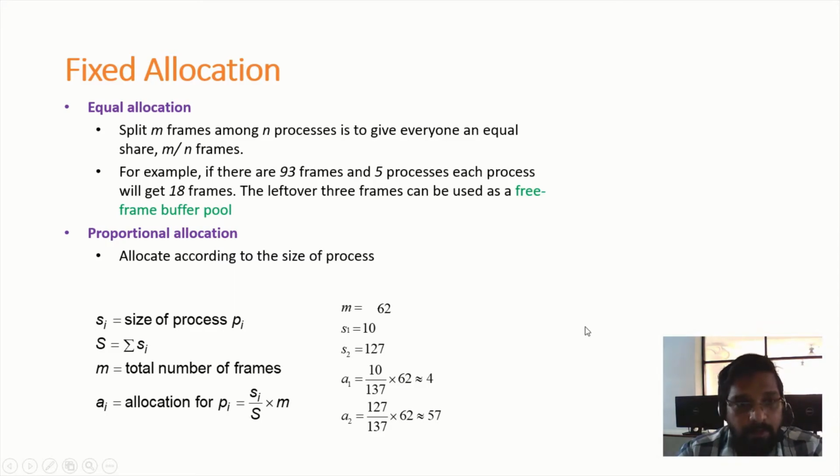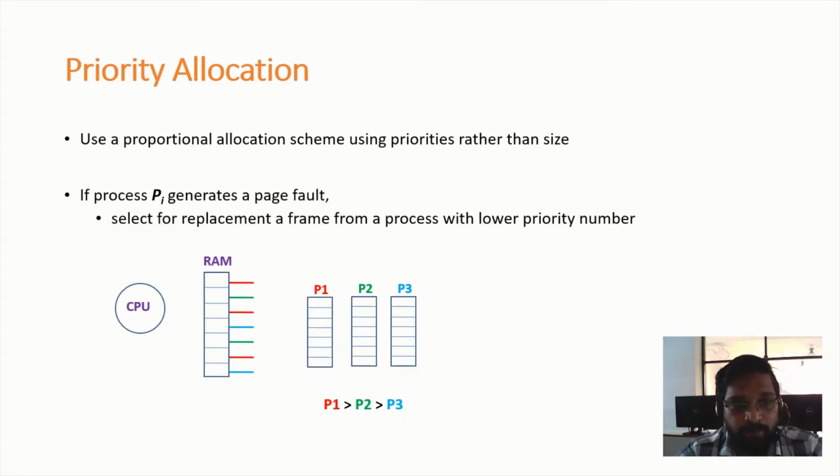Now let us move to priority allocation. In priority allocation, we allocate frames to the processes based on the priority of the process. For example, let us assume we have these 3 processes P1, P2, P3, and for process P1, 3 frames have been allocated, for process P2, 2 frames have been allocated, and for process P3, 2 frames have been allocated. Now P1 has higher priority than P2, and P2 has higher priority than P3.